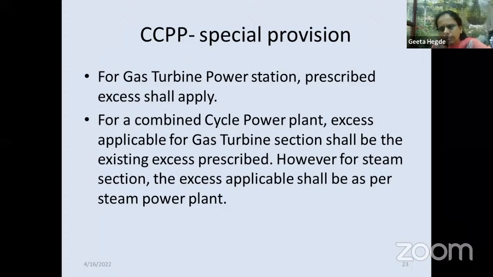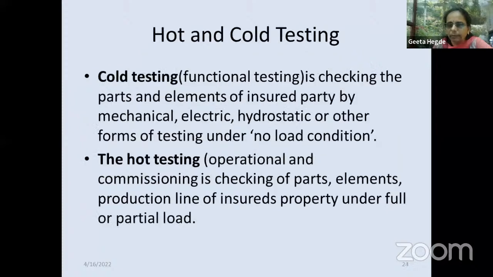In case of CCPP, sometimes this abbreviation can be asked. CCPP is the combined cycle power plant, gas turbine power station. It is a combination of gas turbine station and the steam power station. So for a combined cycle power plant, the excess applicable for the gas turbine section shall be the existing excess as given, and for the steam section, the excess as per the steam power plant is applicable. So two separate excesses are applicable for CCPP. Even the full form can be asked, as to what is CCPP.